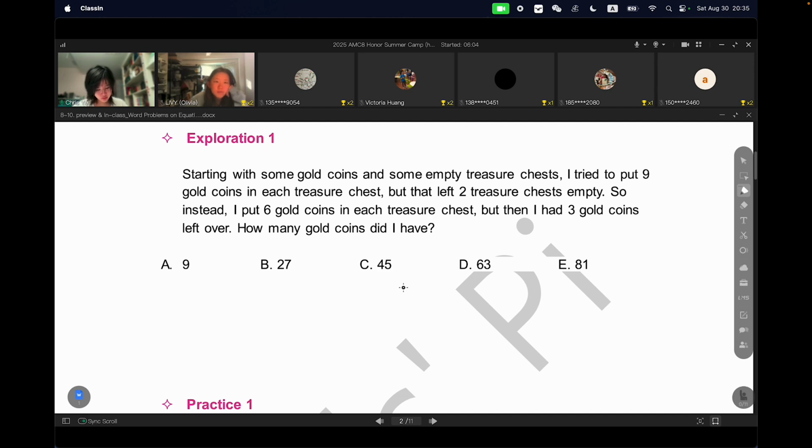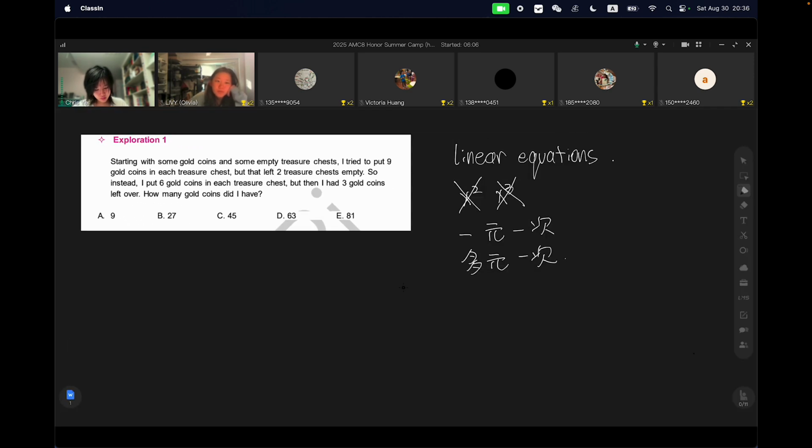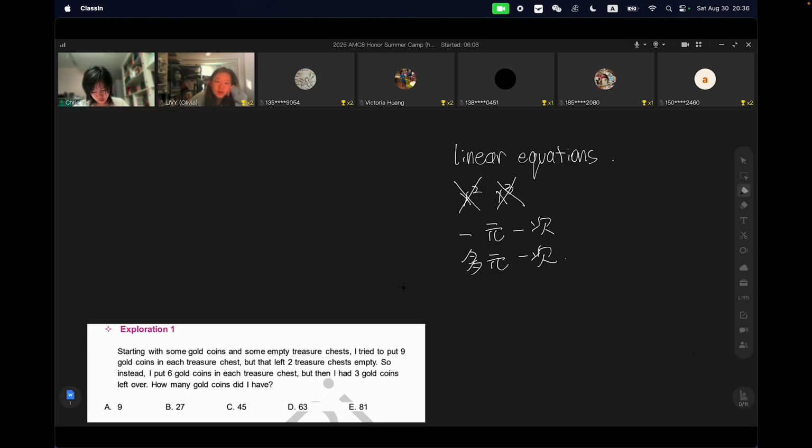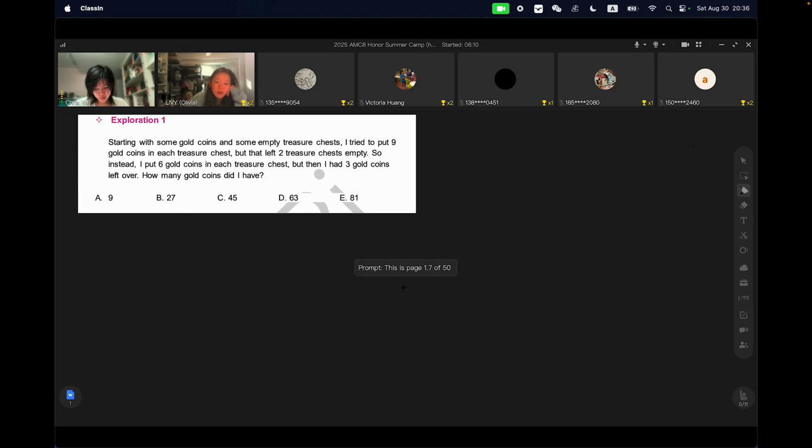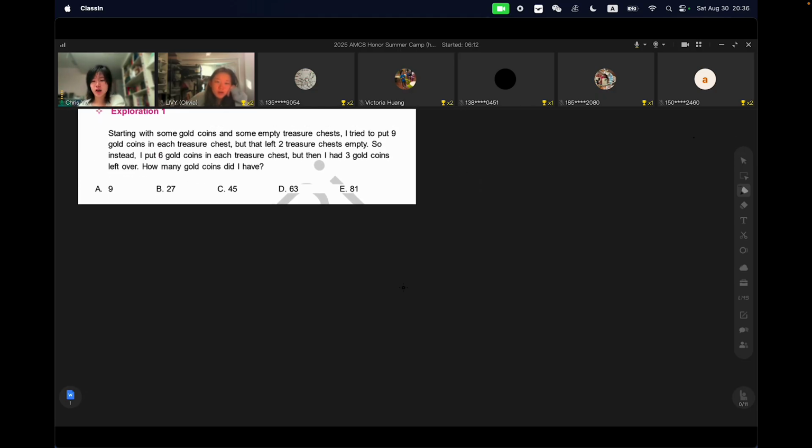Let me isolate it. Starting with some gold coins and some empty treasure chests, I tried to put 9 gold coins in each treasure chest, but that left 2 treasure chests empty. So instead, I put 6 gold coins in each treasure chest, but then I had 3 gold coins left over. How many gold coins did I have?